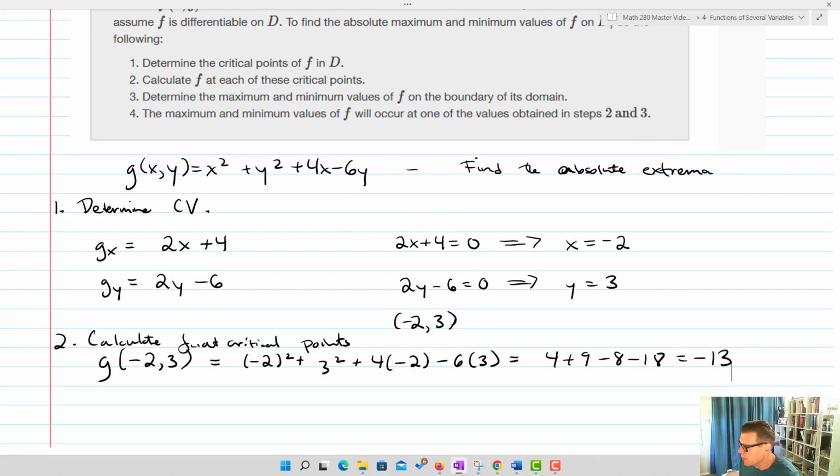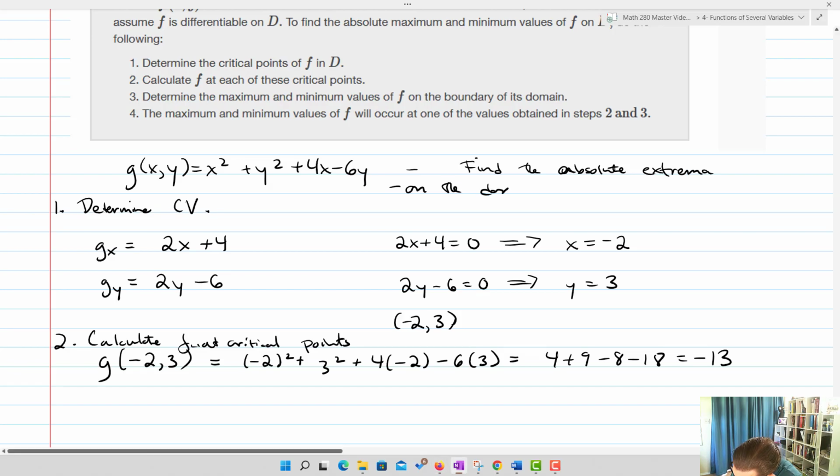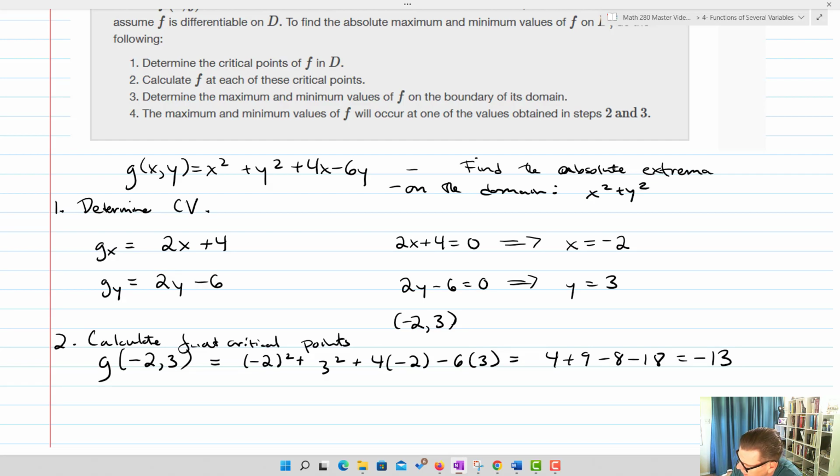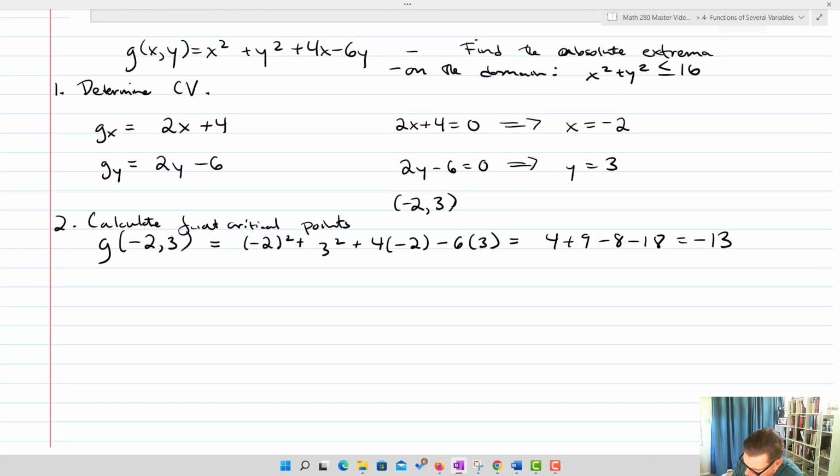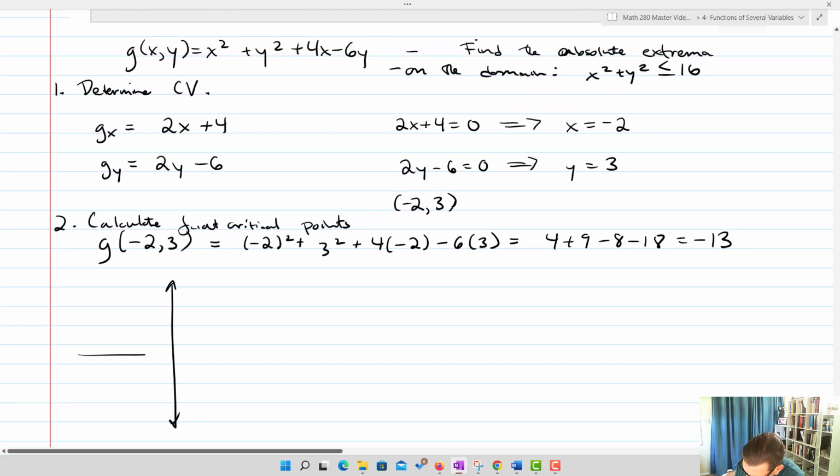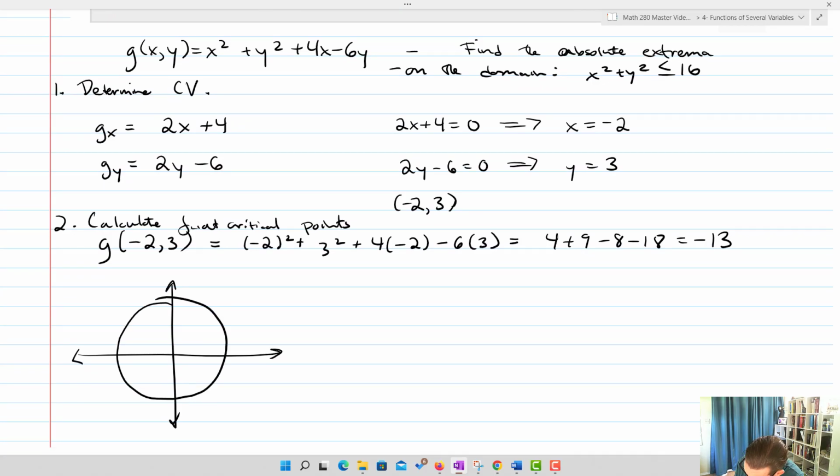So we've actually got to define what the boundary of this domain is. Okay, and I forgot to put that in here. The boundary of the domain we're going to define will be x squared plus y squared is less than or equal to 16. So essentially our domain is a circle of radius 4, and it's everything inside of the circle. Here's 4, negative 4, so it's everything inside of that circle. That's the boundary of our domain.